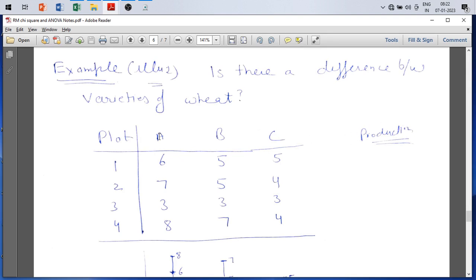So for seed A, we got 6, 7, 3, and 8. Whatever, maybe the units. And from seed B, we got this production, and for seed C, we got this production. Based on this, we have to determine if there is a difference in variety of seeds.